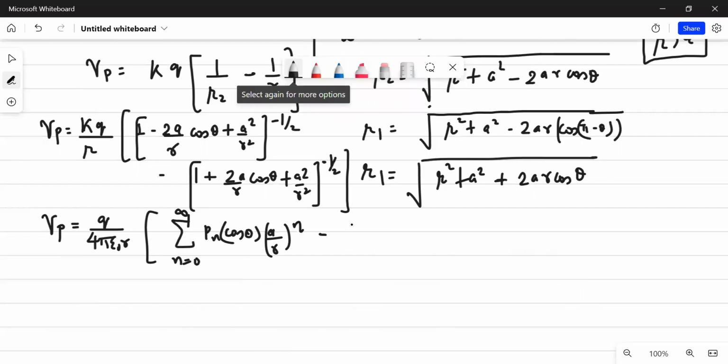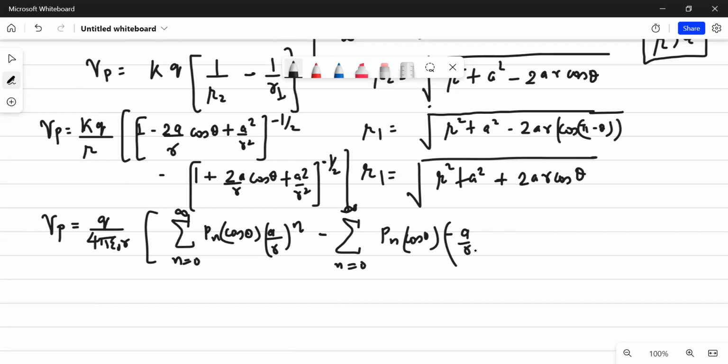Now in the second one, what will we write? Summation n equal to 0 to infinity, and now I'll write Pn cosine theta, and instead of a upon r, I will simply write minus a upon r to the power n, because here there is 2ar, so write minus 2a. So instead of a upon r, I'll get minus a upon r to the power n. Is that clear? I haven't done anything else, it's just that there is 2ar.